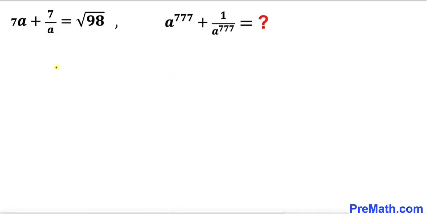Welcome to Pre-Math. In this video, we have got this equation: 7a plus 7 divided by a equals the square root of 98. And now we are going to find the value of a to the power 777 plus 1 divided by a to the power 777.